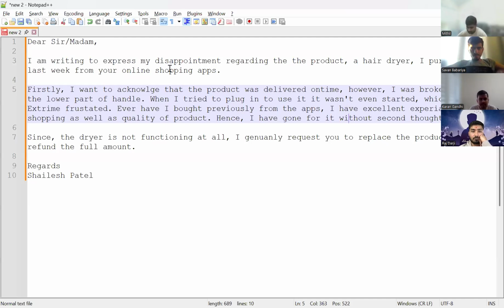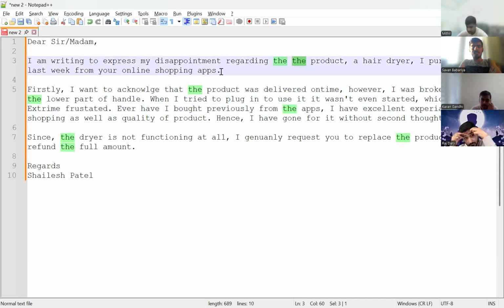It is. Okay. Dear sir, madam, I am writing to express my disappointment regarding the product, a hair dryer. Hair dryer I purchased last week from your online shopping apps. Which I purchase. I'll try not to interrupt. Which connector missing हो गया? Hair dryer which I purchased last week from your online shopping apps.